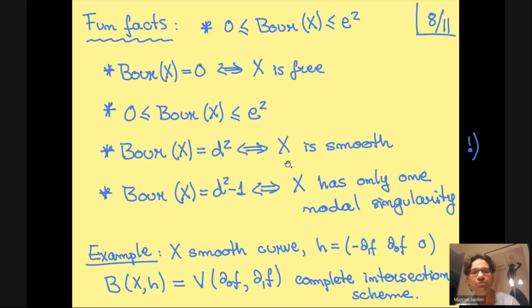And one result that we managed to prove for something in the middle is that the Bourbaki degree is d squared minus 1 if and only if the curve has only one nodal singularity. Right? So the mildest possible of singularities, which is one nodal singularity. I should have written here that d has to be at least 2 for this if and only if to hold.